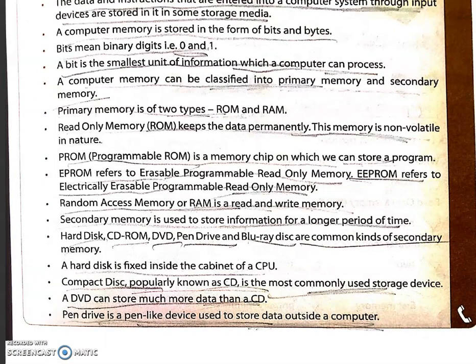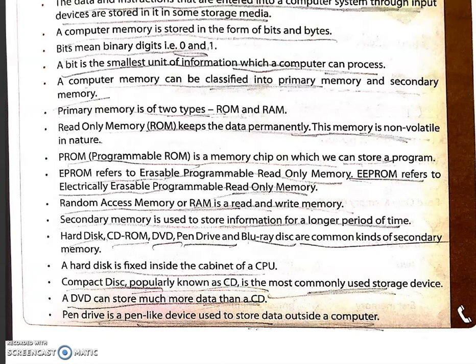PROM, programmable ROM, is a memory chip on which we can store a program like your applications, your software, your Windows, your Mac, or even your games, or your browser. These are all applications or programs which you can keep on PROM. EPROM refers to erasable programmable read-only memory. EEPROM refers to electrically erasable programmable read-only memory. With both these types of memory, you can write and erase whatever you are writing on them.